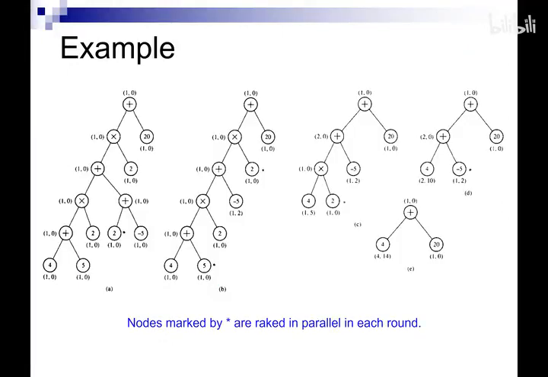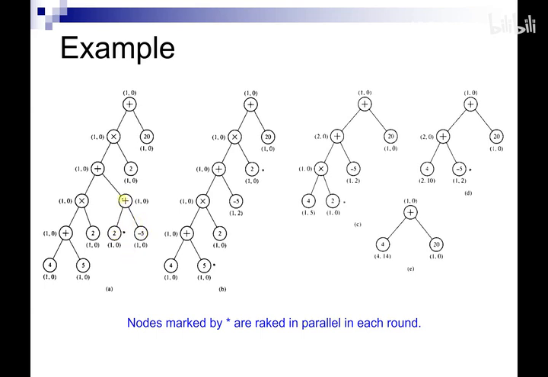All right, so let's do an example of this. In this example, we're going to be raking some of these nodes in parallel. The nodes that we're raking are going to be denoted by the stars. So when you rake this node, you're going to take this out and move the -5 up. Currently the value is going to be equal to 2 plus -5, which is -3.